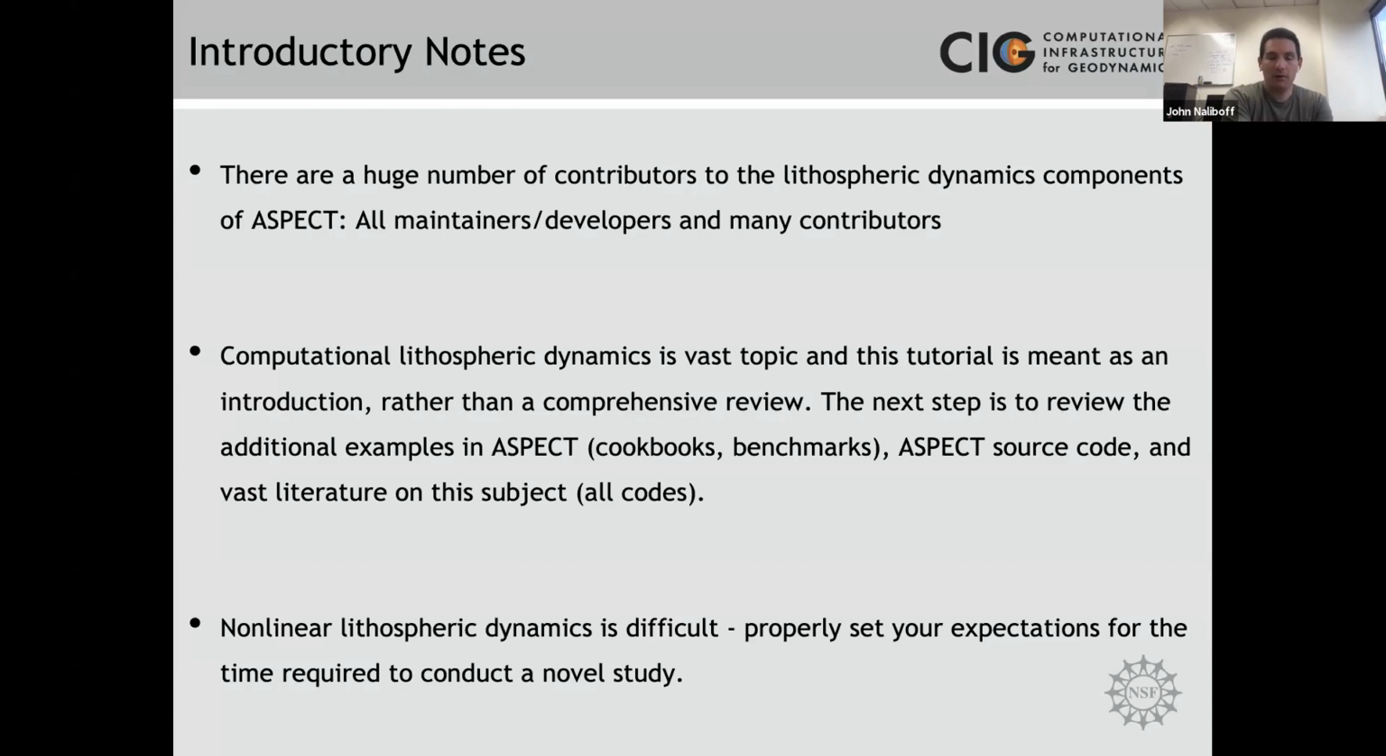And then probably the most important point here is this is a really difficult topic. You really need to properly set your expectations for the time required to do modeling in a novel study. This is particularly true if you're new to it. There are a lot of people here who have quite a bit of experience in this field already, but if you're new to lithospheric dynamics modeling, then expect to spend a year probably just getting a sense of how these things work before you can start conducting a serious study, especially if it involves implementing new physics or running large 3D simulations.